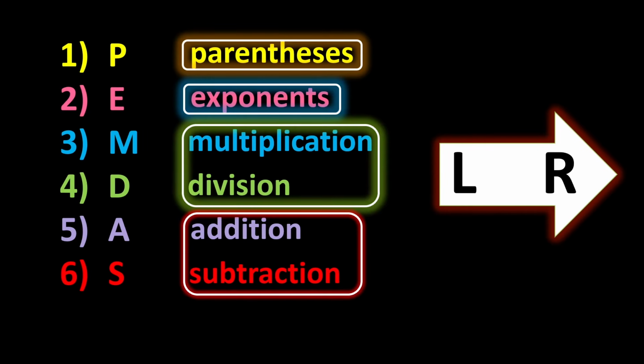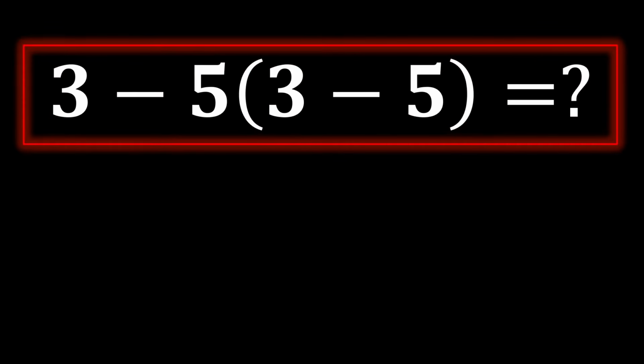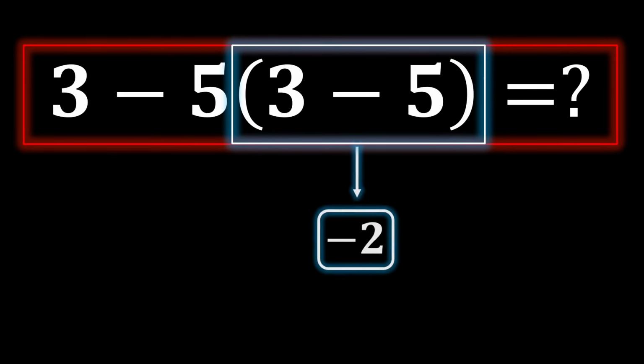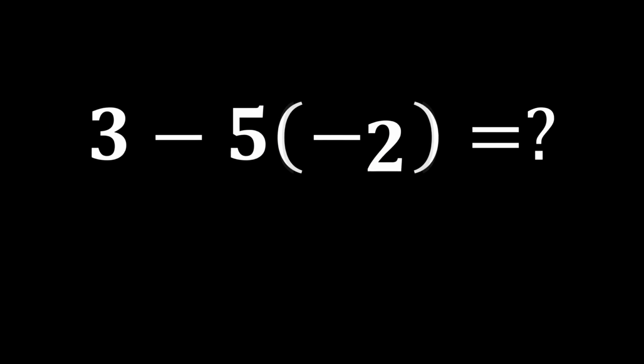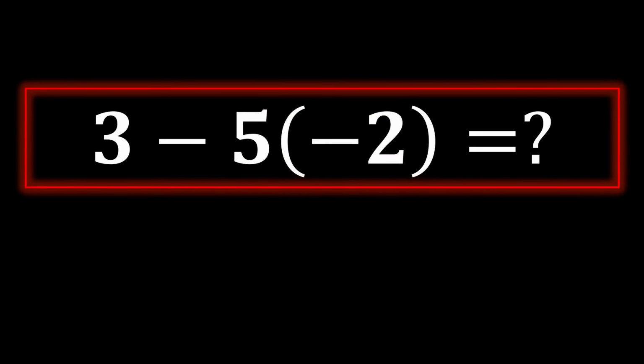Now, with these explanations, let's solve the question at the beginning of the video according to the order of operations. 3 minus 5 multiplied by 3 minus 5. According to PEMDAS, we must first evaluate the parentheses. 3 minus 5 gives us -2. Now the expression becomes 3 minus 5 multiplied by -2.